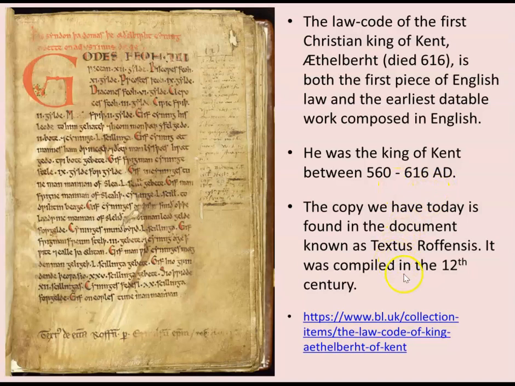So it is quite early. The copy we have today is found in a document known as Textus Roffensis. It was compiled in the earlier part of the 12th century. This image I've taken from the British Library collection, and I will try to remember to put the link to this document in the video description below.